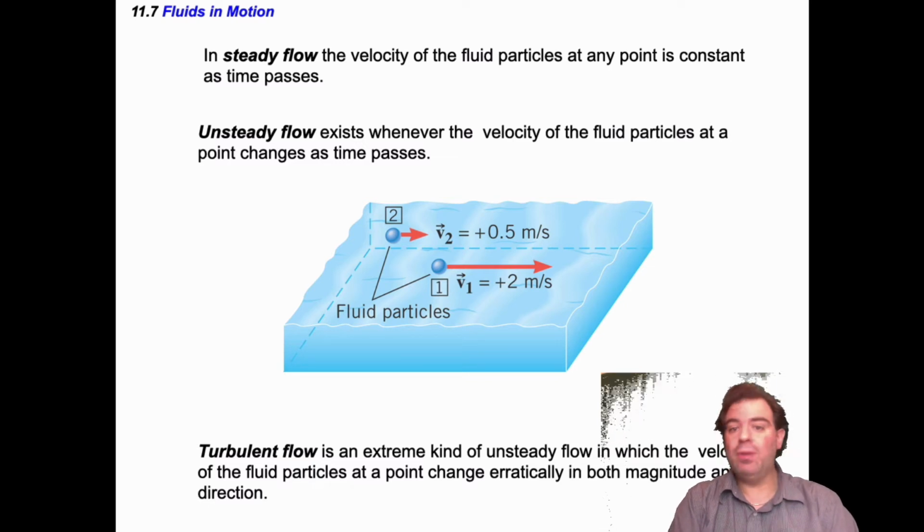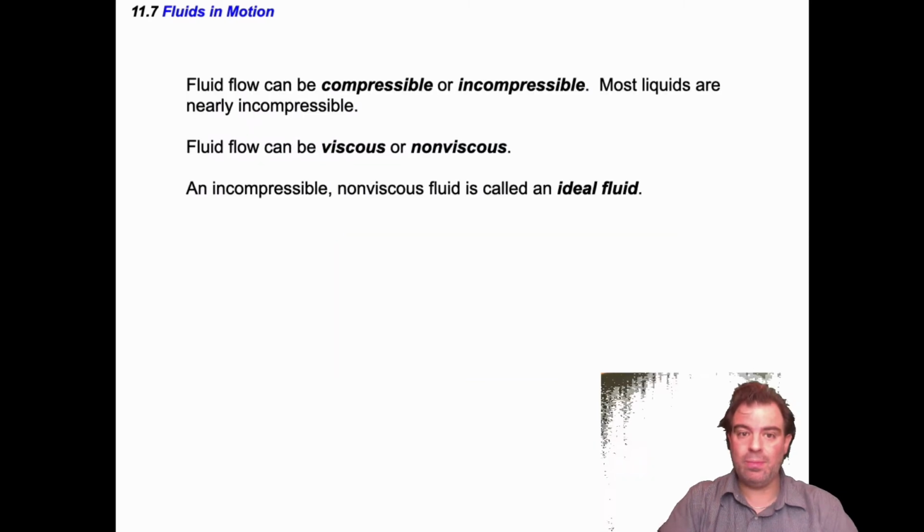Steady flow is when the velocity of fluid particles at any point is constant as time passes. Unsteady flow exists whenever the velocity of the fluid particles at any point changes as time passes. Turbulent flow is an extreme kind of unsteady flow in which the velocity of the fluid particles at a point changes erratically in both magnitude and direction.